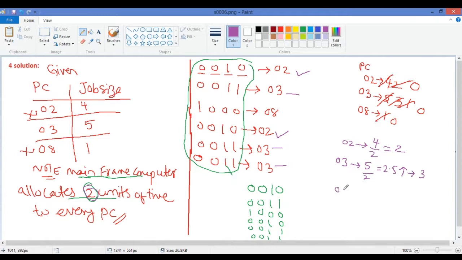Now you take process 8. It is only 1. 1 by 2 means it is 0.5, so if you take the ceiling, it will come only one time. It has come only one time, right? Understood? Clear. But you have to find the order in the higher sequence numbers. That's all.